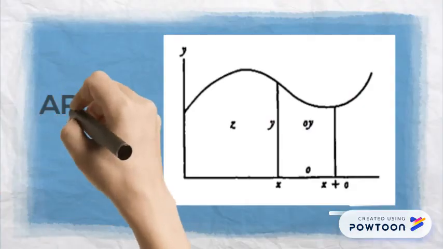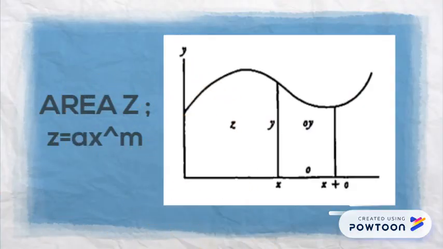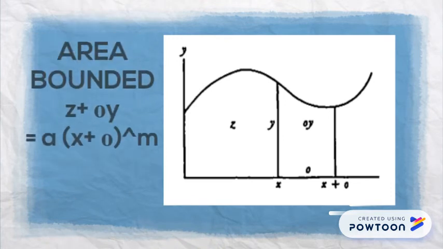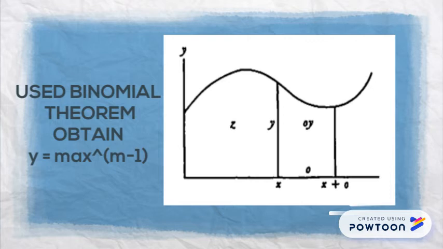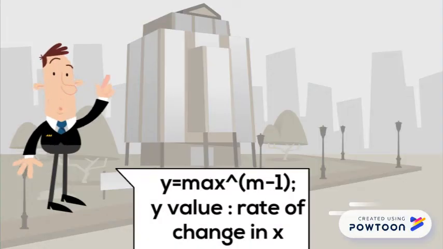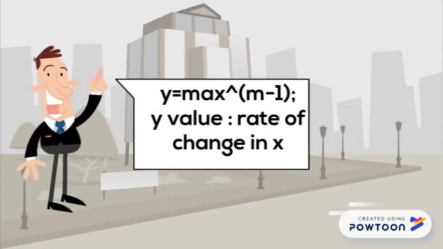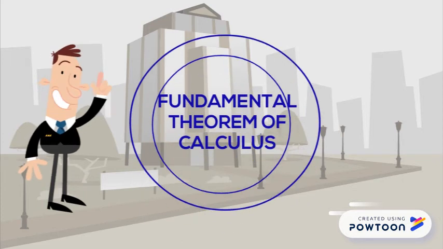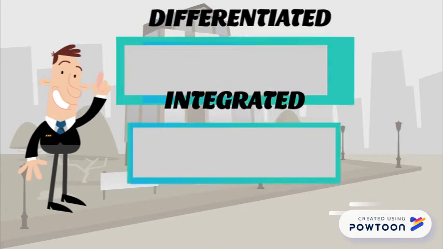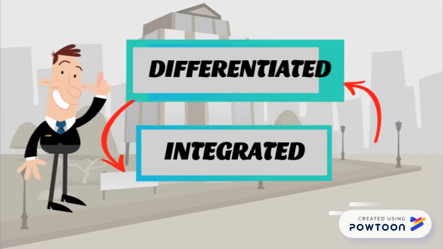For example, there is a curve with area z in which the infinitesimal increase in x is denoted by o. Hence, the area bounded by the curve would be this equation. Then Newton used the binomial theorem to solve and obtain y equal to m x to the power m minus 1. This y value of the curve is actually the rate of change in x, and according to Klein, we call this the fundamental theorem of calculus, in which the area of the curve can be attained by reversing differentiation.